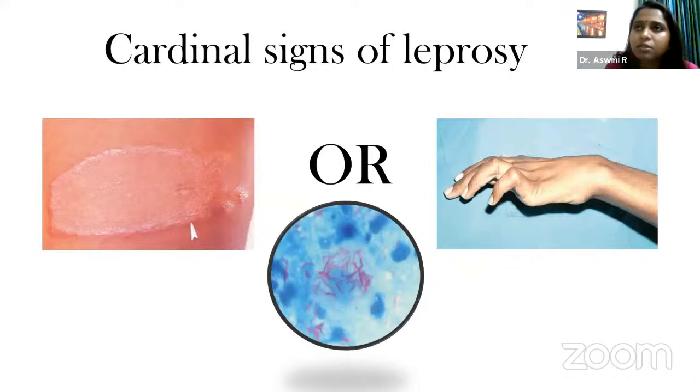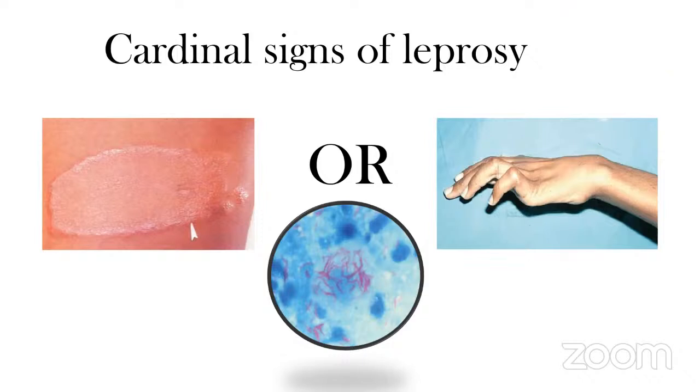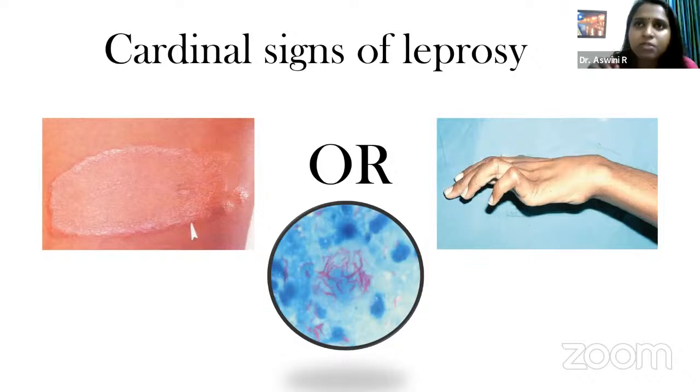And the third cardinal sign is the presence of acid-fast bacilli in the slit skin smear. So this is not a biopsy, it is a smear which is taken from the skin. I think you will have a better idea about these examinations as well as the investigations in the coming session. So these are the 3 cardinal signs of leprosy. If any one is present, it is diagnostic of leprosy.